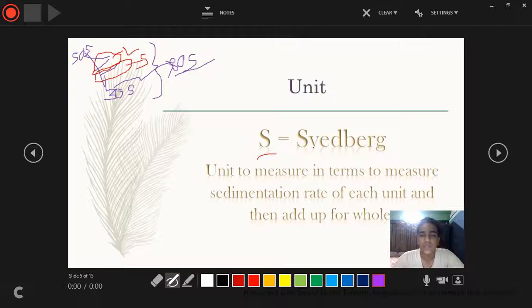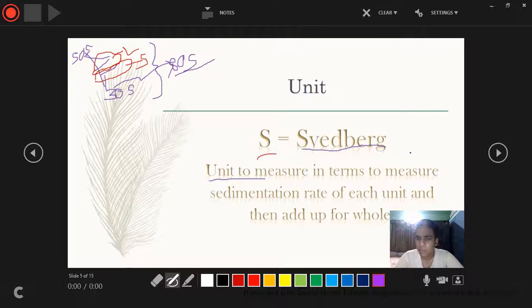And this S stands for Svedberg, the name of the person who invented it. Okay, many students write it as SVEDBURG, but it's not BURG, it is BERG. Okay, just remember it. I also sometimes make mistakes, that's why I'm saying. Okay, it is a unit to measure in terms of something. Every measurement is there for something.